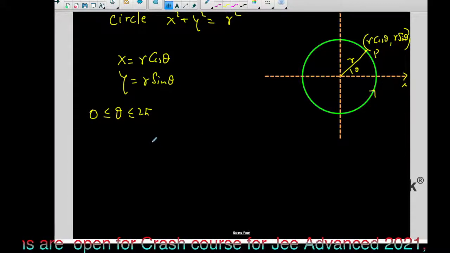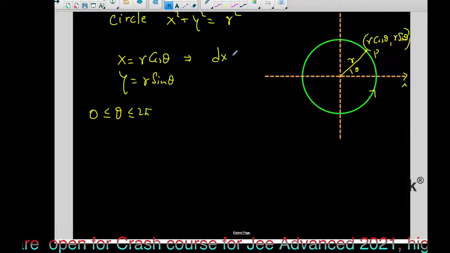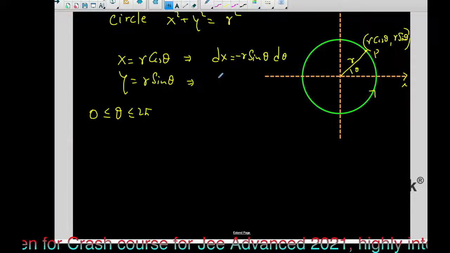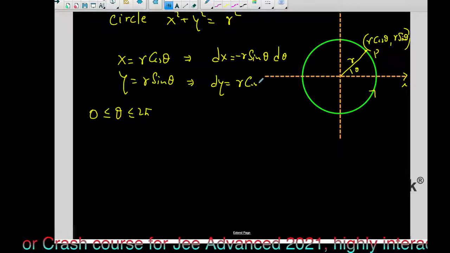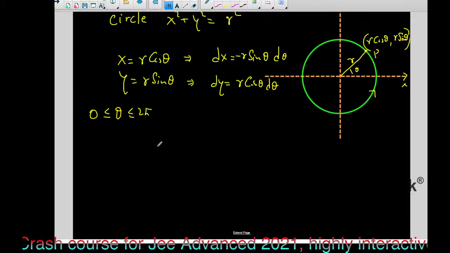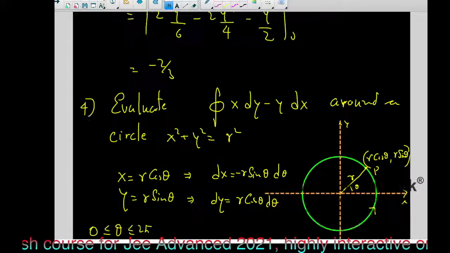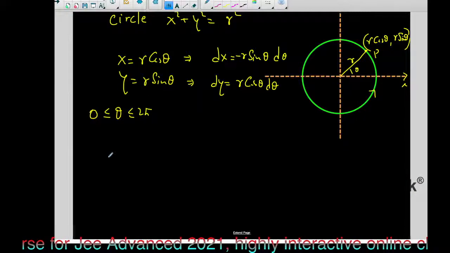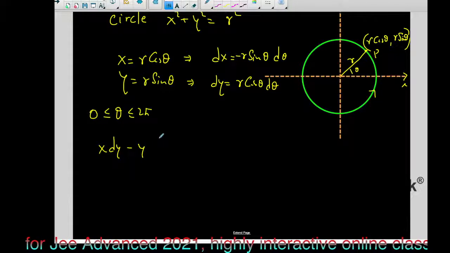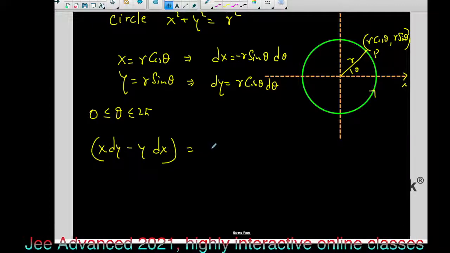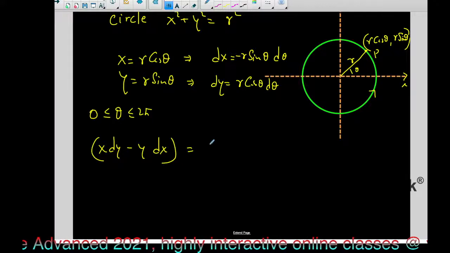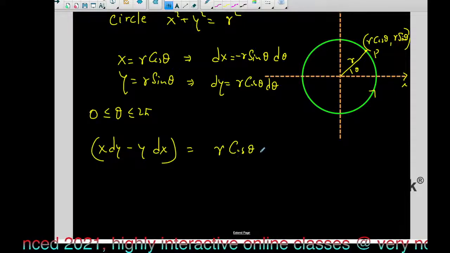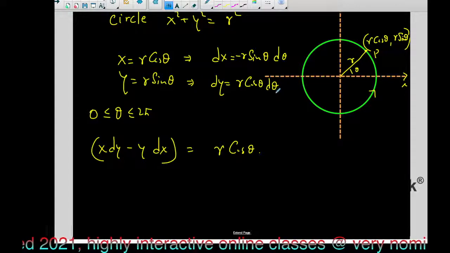So x equals r cos theta. When you differentiate, dx equals minus r sin theta d theta, since the differential of cos theta is minus sin theta. And the differential of sin theta is cos theta, so dy is r cos theta d theta. Is it clear? Now what do you have to evaluate? That is x dy minus y dx. Substitute the value of x as r cos theta and dx as minus r sin theta d theta. So finally, what do you get here? r cos theta for x, and for dy, r cos theta d theta.